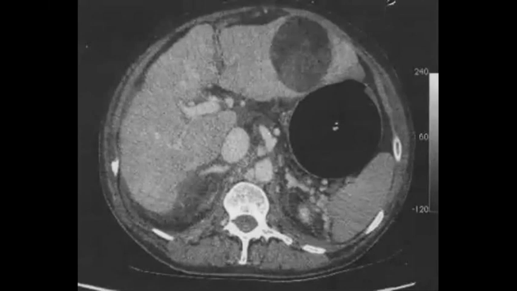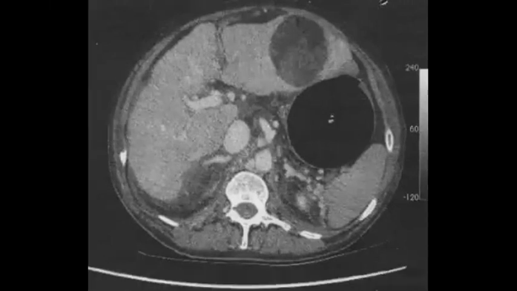What do you think about this one? After 10 months, this patient did this CT. So what do you think?